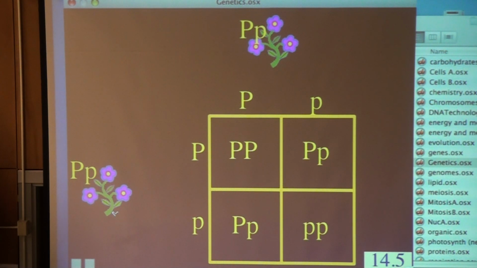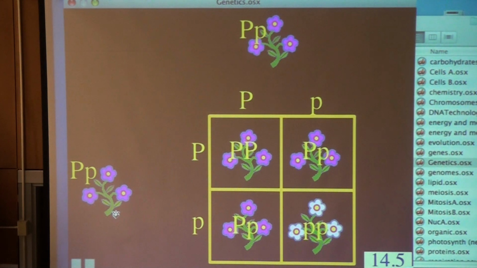And so if you fill in the table, it shows this as the offspring. And you fill in the phenotypes from those 4 genotypes. That's what you get. It would predict that 3 out of 4 would be purple and 1 out of 4 would be white, which is exactly what Mendel saw. Sound all right?